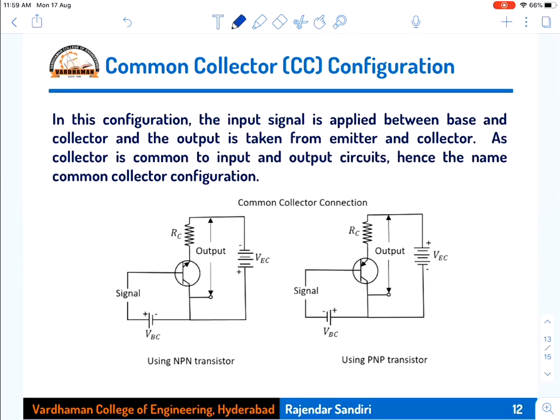Next, the last configuration, the common collector configuration. In this configuration, the input signal is applied between base and collector, and the output is taken from the emitter and collector.